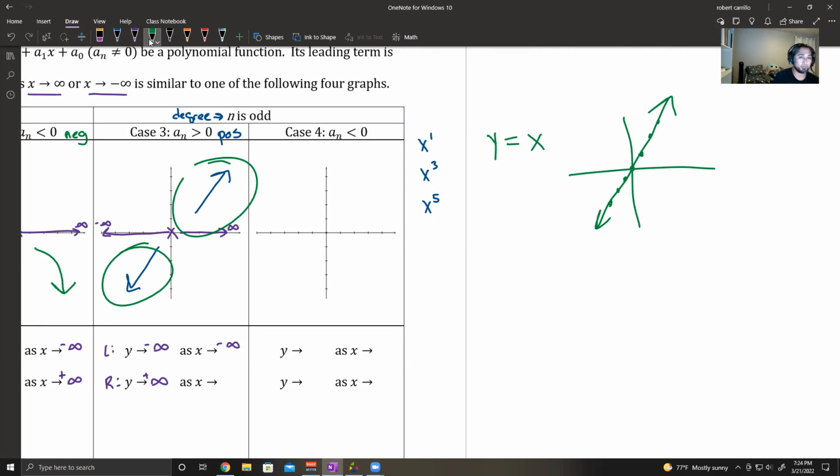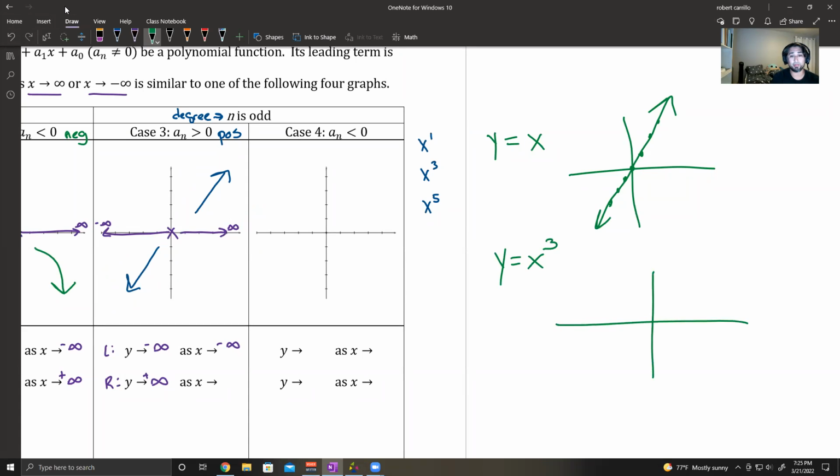Does that make sense? All positive odds are going to be y equals x? Not y equals x, but they will share the same end behavior as y equals x, because they all have to have an odd degree. So let's say, for example, I put y equals x cubed. Well, since we know it is a positive odd function, based on the end behavior, we know it will open at the bottom left.